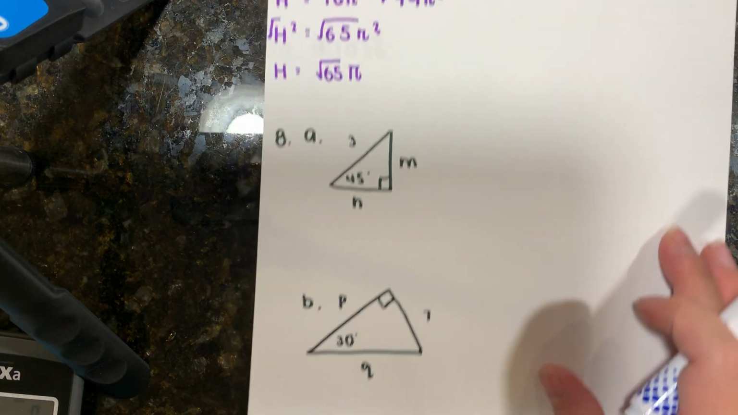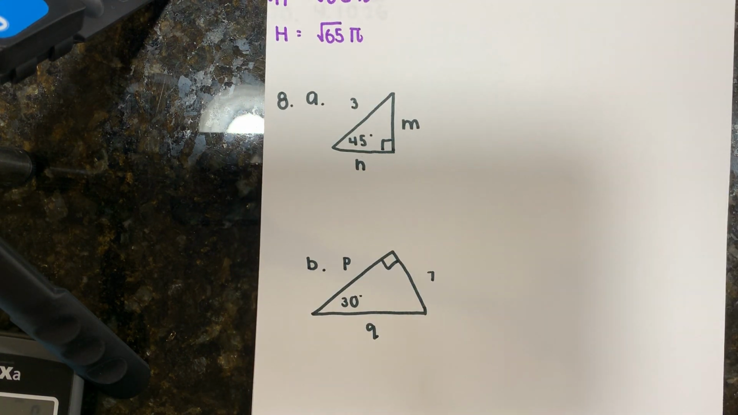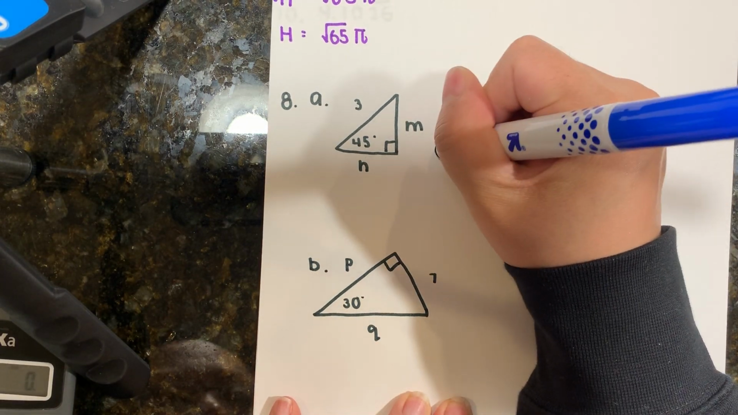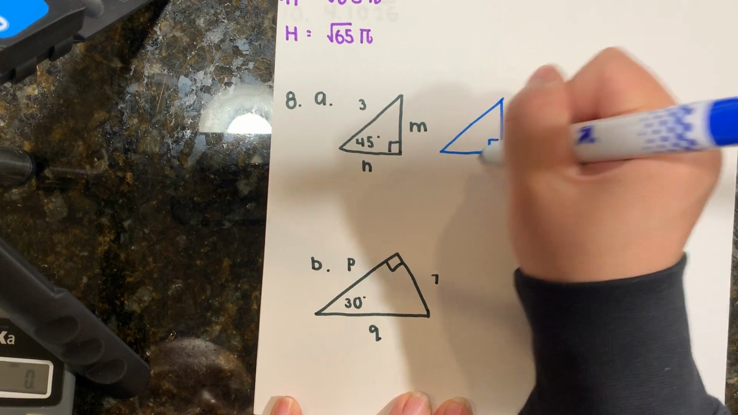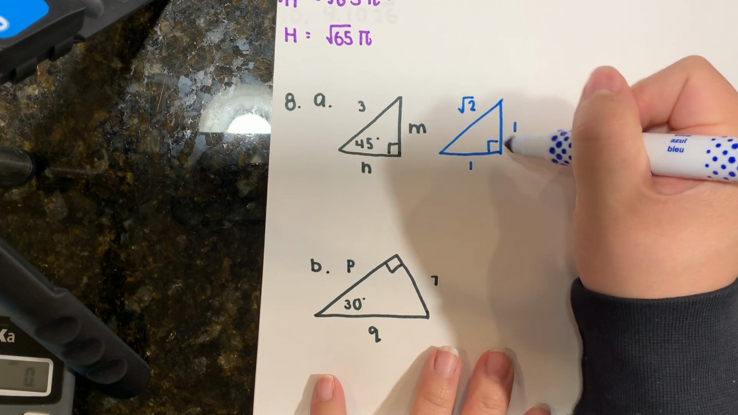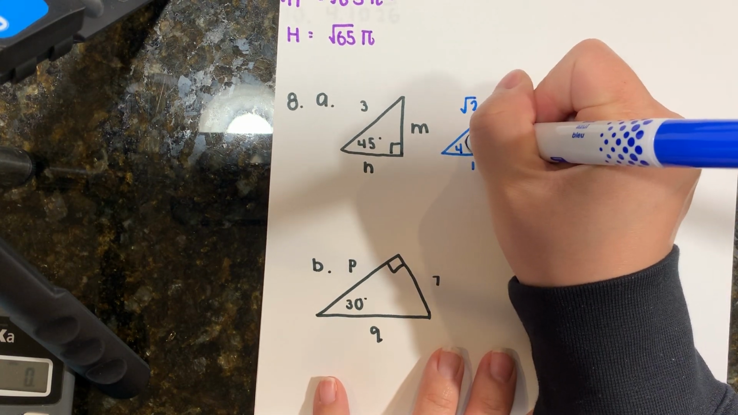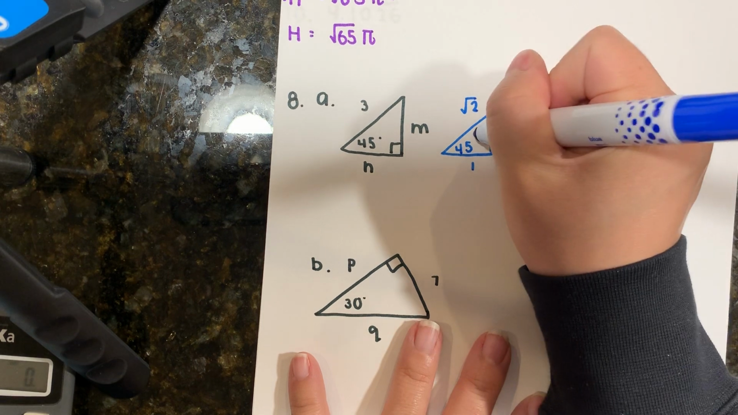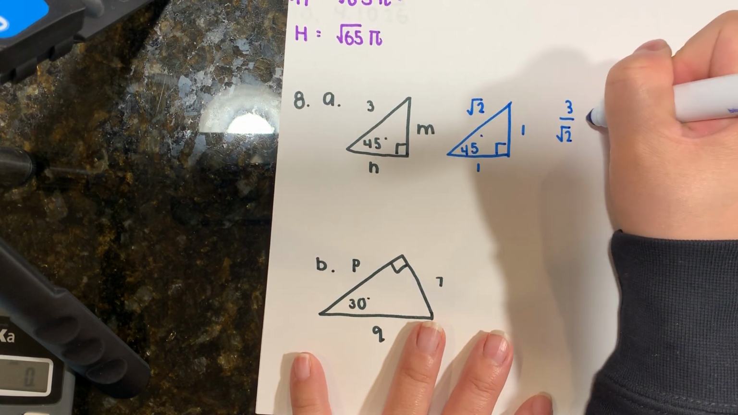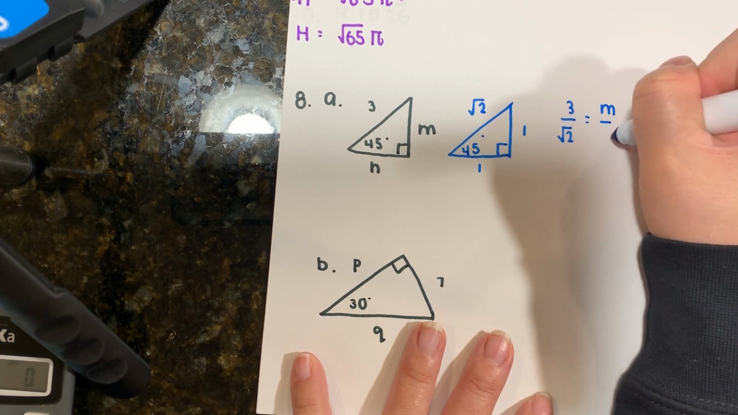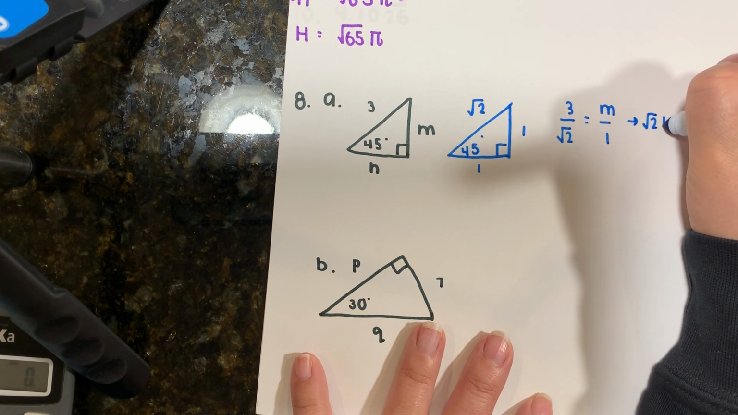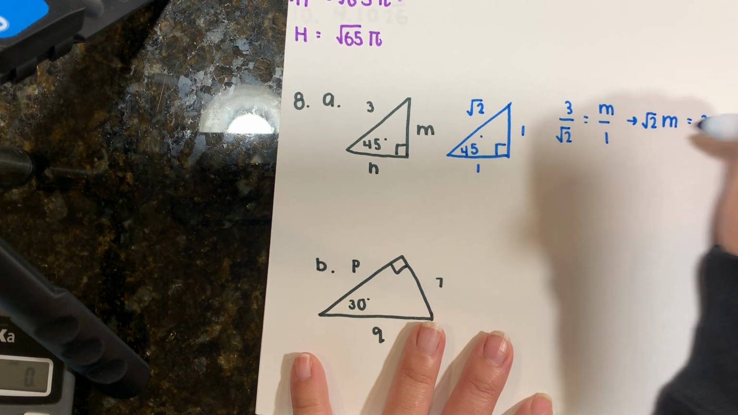Now looking at number 8. Number 8, we're going to draw our reference triangle right next to it. It's a 45, 45 reference triangle, so that should be 1, 1, root 2. Meaning that my two sides are actually going to be the same. So once I solve for one, I don't have to solve for the other. So I'm going to draw my ratios. It's going to be 3 over root 2 equals m over 1.